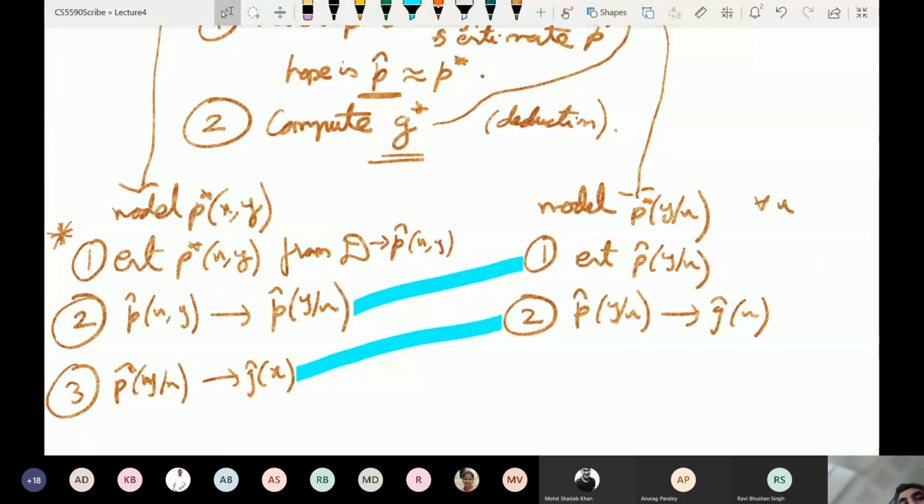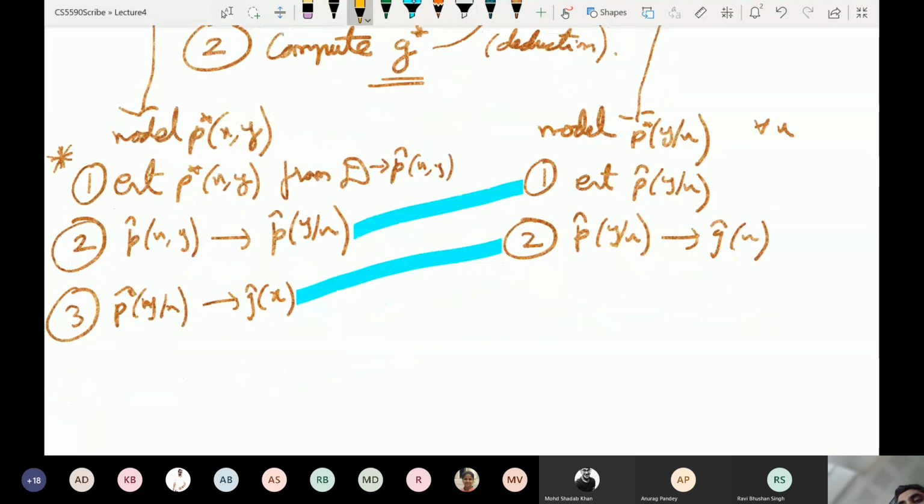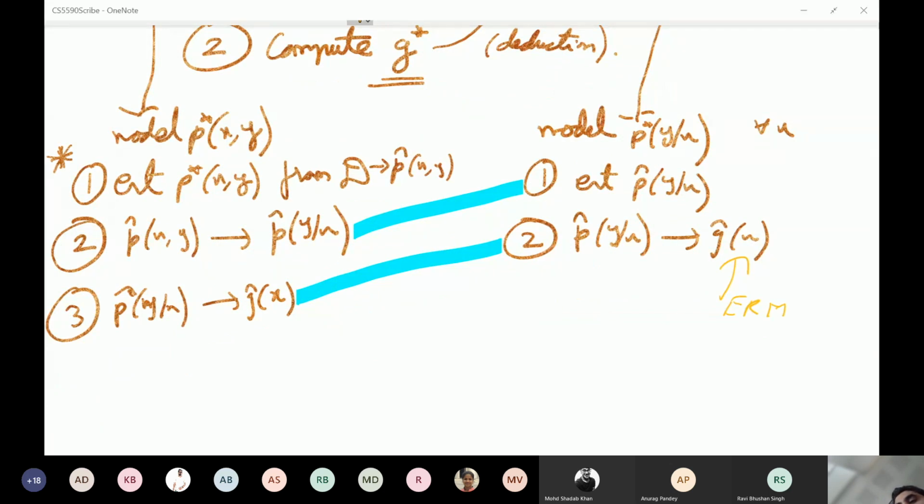Now, how do you compare this to ERM? In ERM, you directly find this. So ERM has one step, discriminative models have two steps, and generative models have three steps. That's the difference between these three methods. At this level of understanding, is it clear what the differences are?